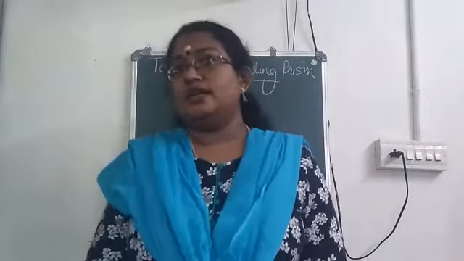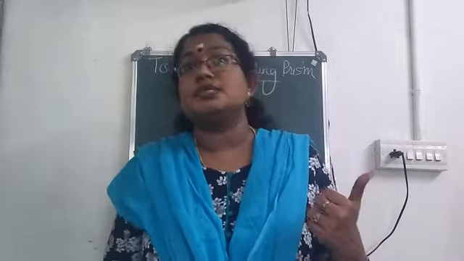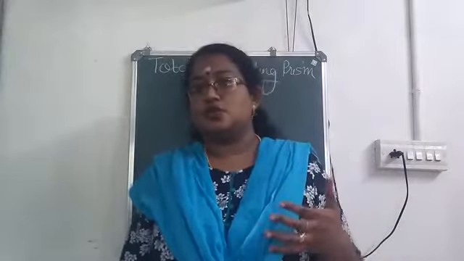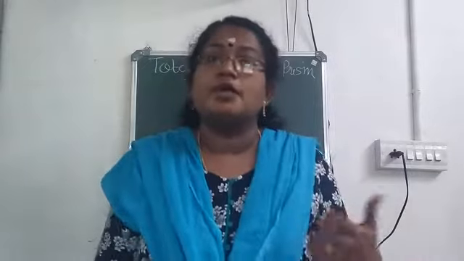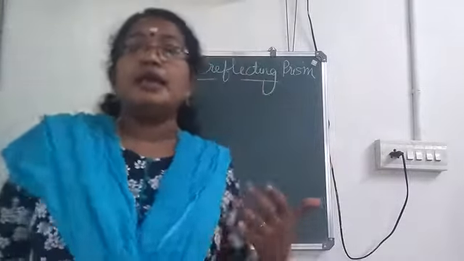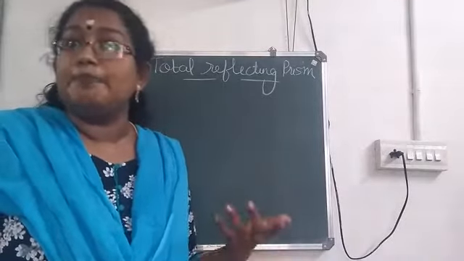Welcome back, dear children. So we were discussing total reflecting prisms. In that, the first case was over. That is the use of a total reflecting prism to deviate a light ray by 90 degrees. And what is its use? It is used in a periscope.